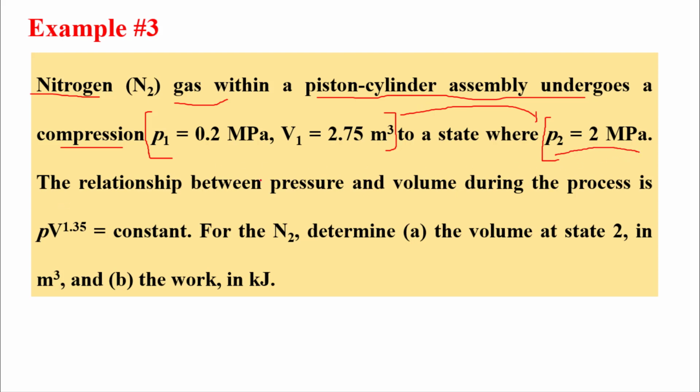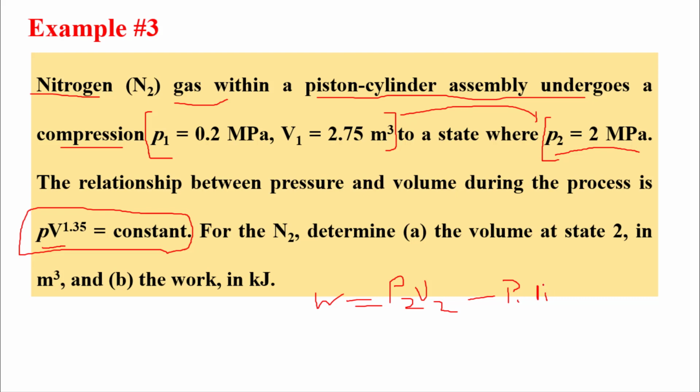The relation between the pressure and volume during the process is PV to the power 1.35 equal to constant. So this is a polytropic process because n does not equal 1. If we have a polytropic process, the work equals P2V2 minus P1V1, divided by 1 minus n. You can write the equation directly.